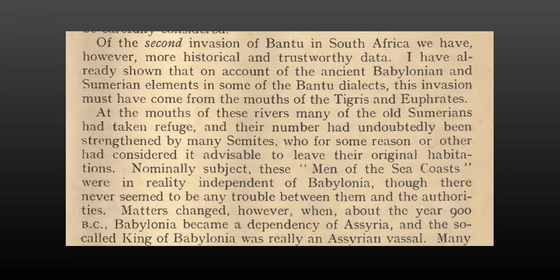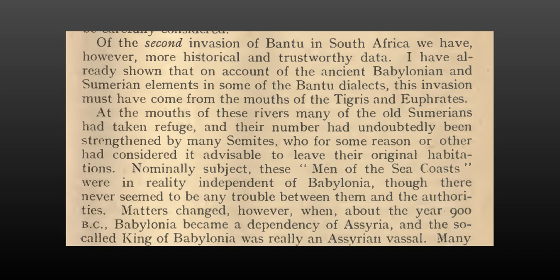Okay, let's continue. Of the second invasion of Bantu in South Africa, we have, however, more historical and trustworthy data. I have already shown that on account of the ancient Babylonian and Sumerian elements in some of the Bantu dialects, this invasion must have come from the mouths of the Tigris and Euphrates. At the mouths of these rivers, many of the old Sumerians had taken refuge, and their number had undoubtedly been strengthened by many Semites, who, for some reason or other, had considered it advisable to leave their original habitation. Nominally subject, these men of the seacoast were in reality independent of Babylonia, though there never seemed to be any trouble between them and the authorities.